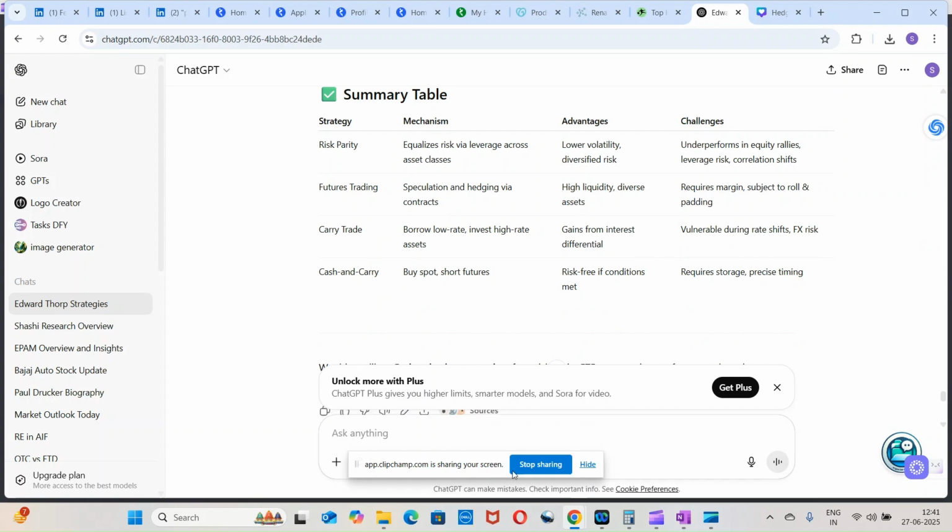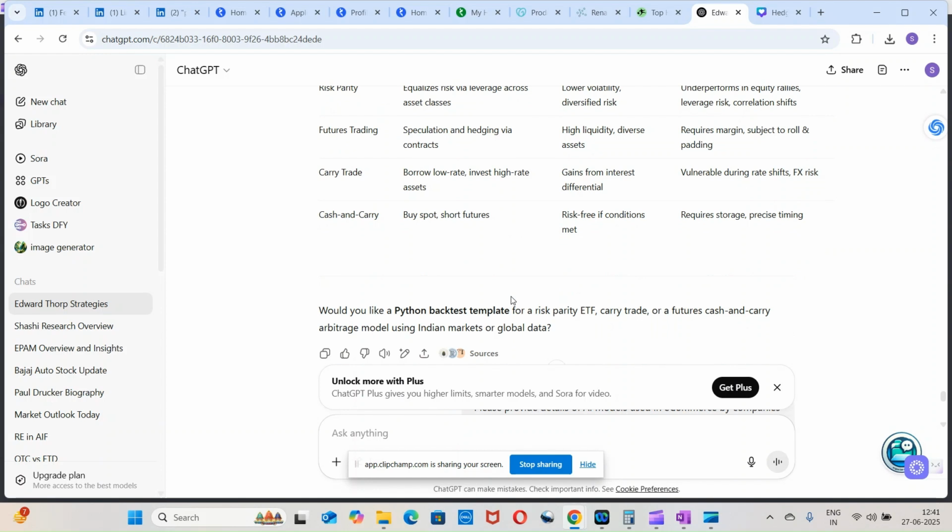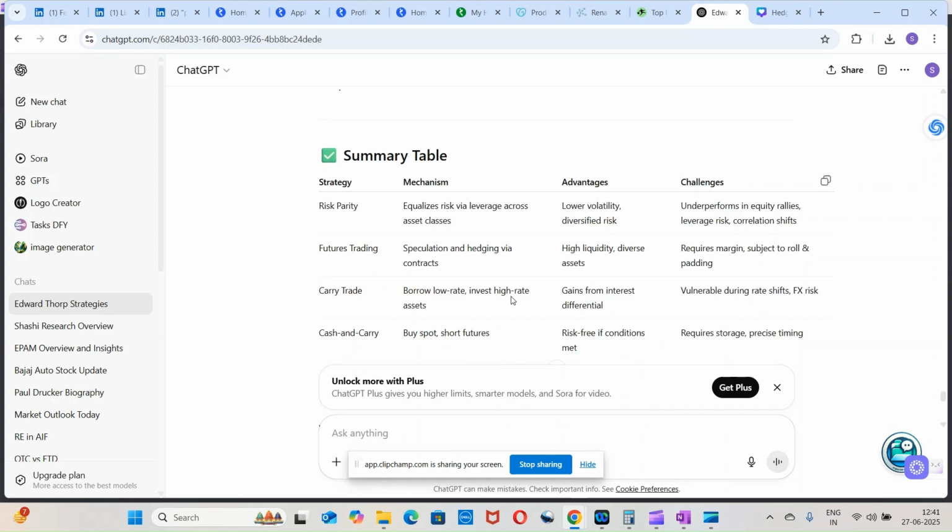Okay, so these are the hedge fund strategies we discussed: risk parity, futures trading, carry trade, and cash and carry. What the strategies are, when they are used, and what the advantages and challenges are, we also discussed as part of the summary.